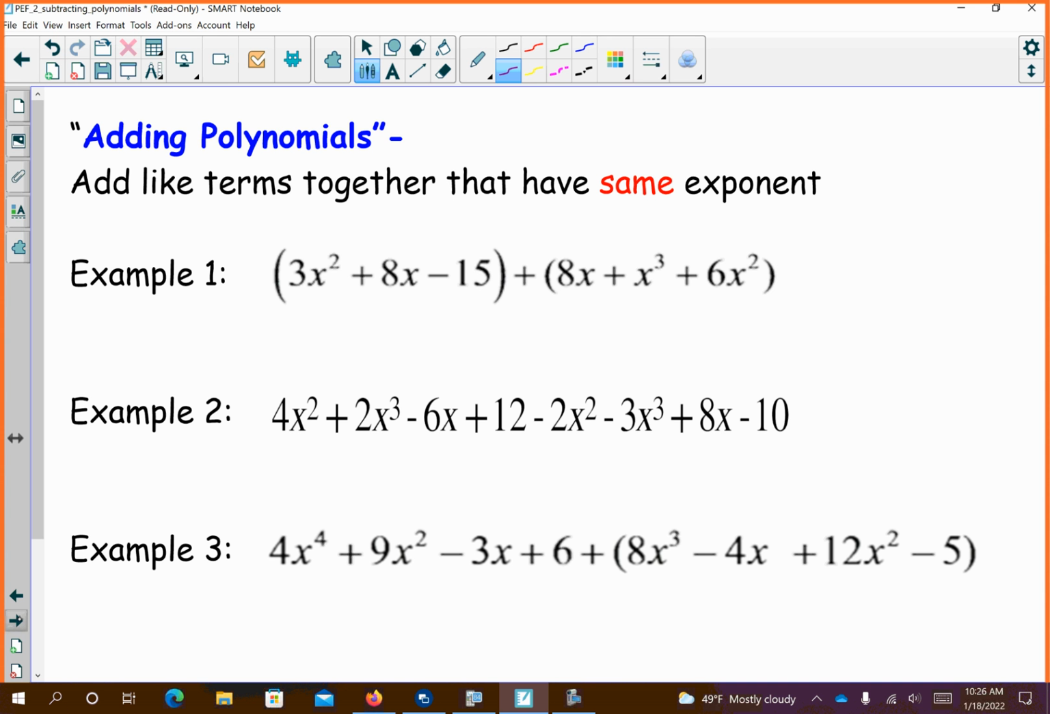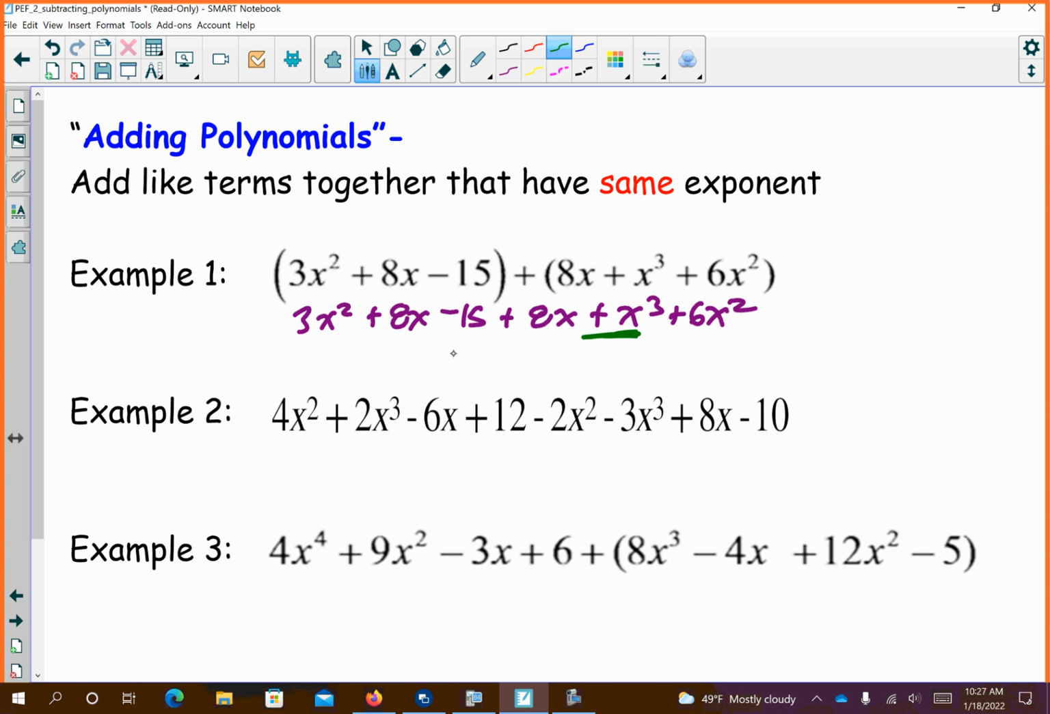Okay, so adding polynomials. So example 1, we have two different polynomials that are grouped together. But there's not a number out in front of the parentheses, agreed? So I can drop the parentheses without any problem. So I got 3x squared plus 8x minus 15 plus 8x plus x to the third plus 6x squared. And then we want to write it in standard form.